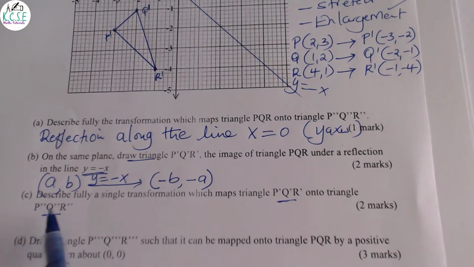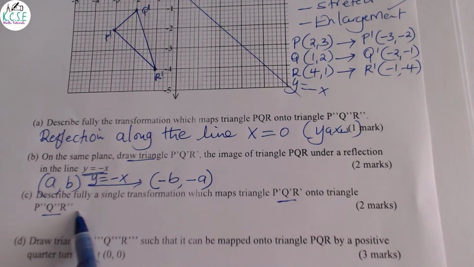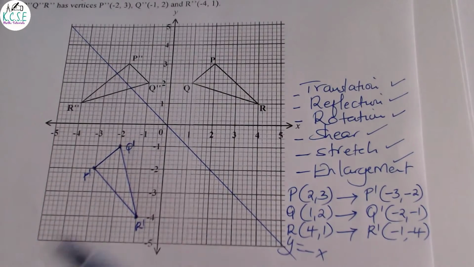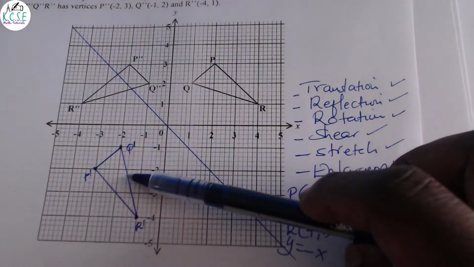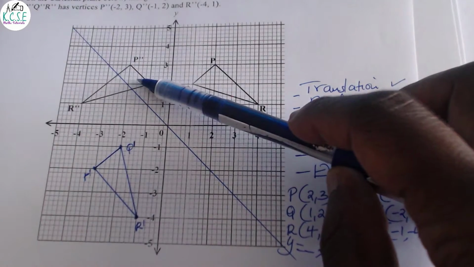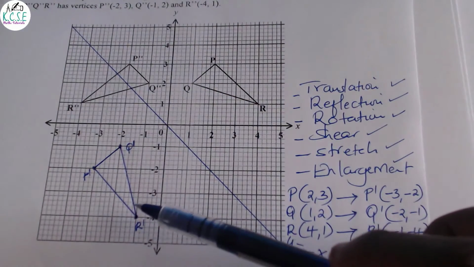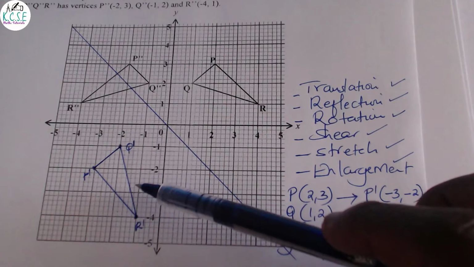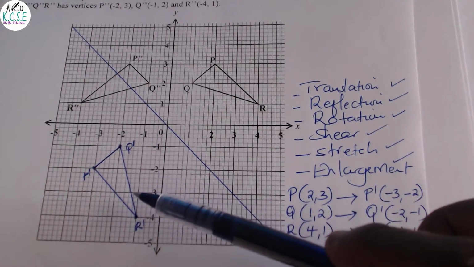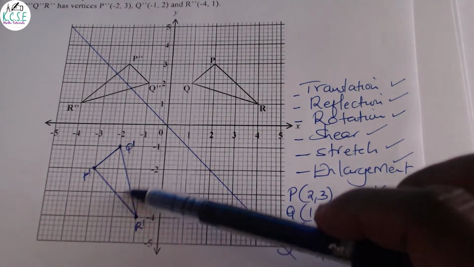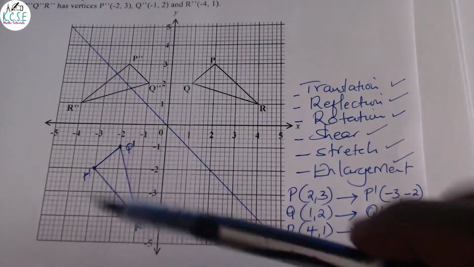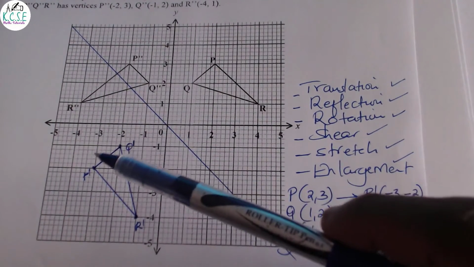So part C of the question: describe fully a single transformation which maps triangle P prime, Q prime, R prime onto triangle P double prime, Q double prime, R double prime, 2 marks. So we need to identify which type of transformation maps this triangle to this. You notice that this type of transformation is a congruent type of transformation because the shape and the size do not change.